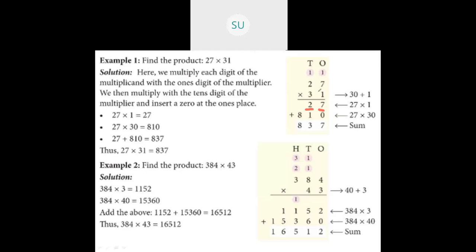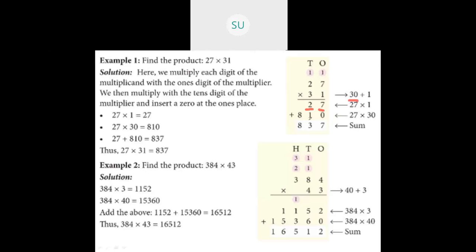Now we'll multiply 27 with the tens place. The tens place here is 3 tens, which is 30. It is 30, not 3. So we'll multiply 27 with 30. Now we saw previously how we multiplied whenever it was a multiple of 10. We write the 0 in the ones place. Now in 30, 0 is there in the ones place, so we'll write 0 in the ones place. And then multiply 27 with 3. So 3 sevens is how much?